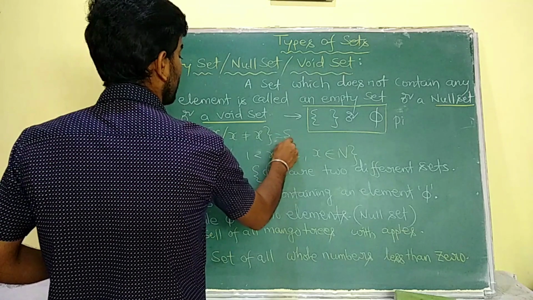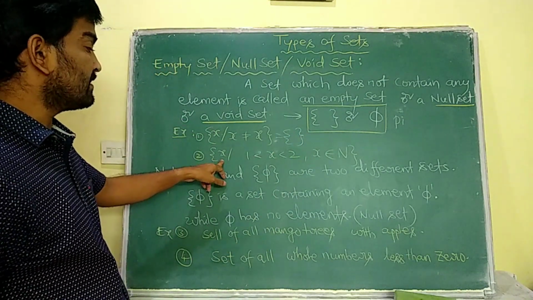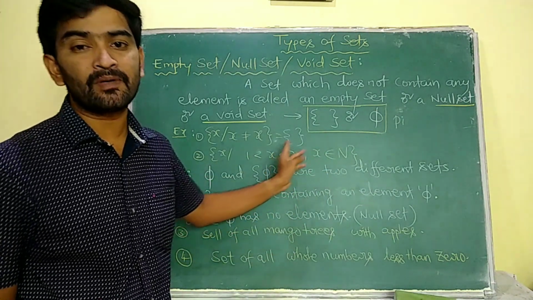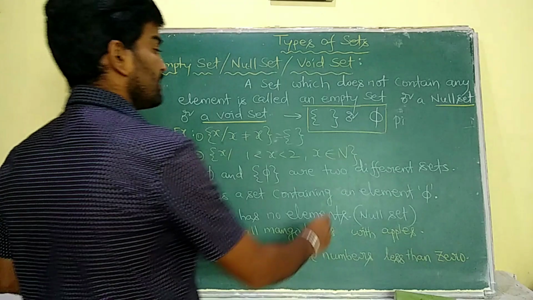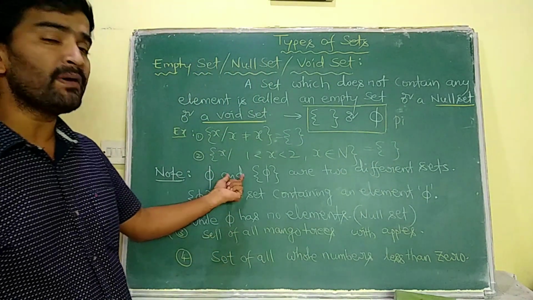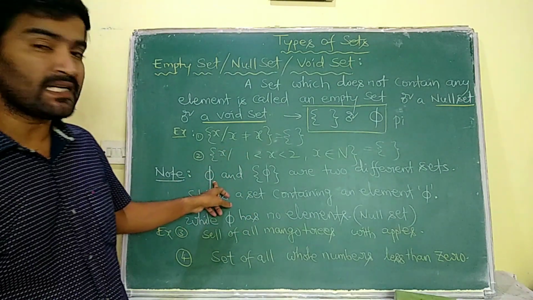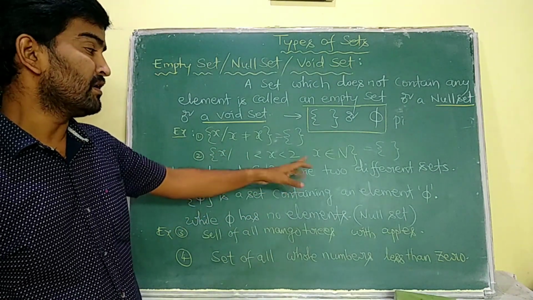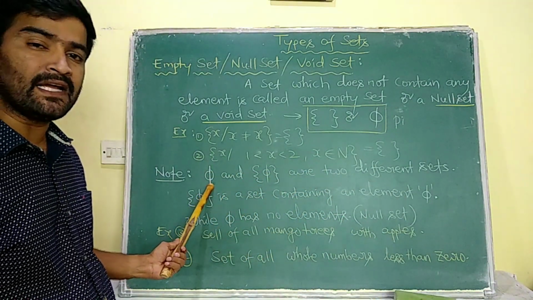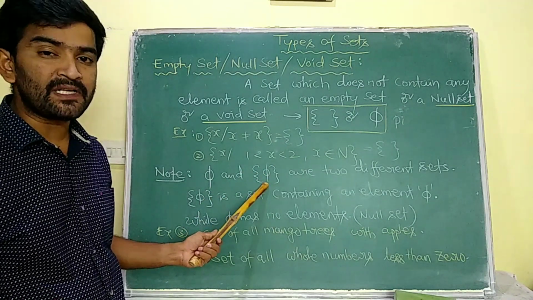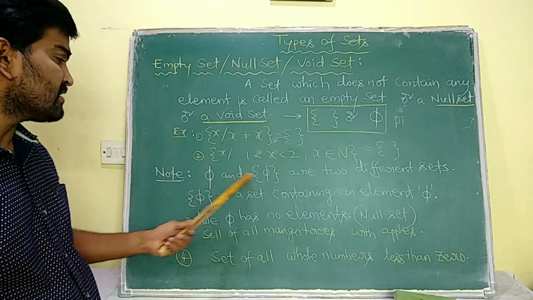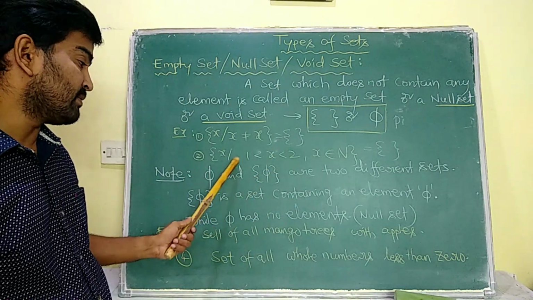Its answer is empty. Now, {x : x is between 1 and 2 and x is a natural number}. There is no natural number between 1 and 2, we know. That's why it is also an empty set. Here we have to remember one point: the empty set and the set of the empty set are two different sets. Why? Because the empty set doesn't have any element in it, but the set of the empty set has the empty set as an element. So these two are not the same. We have to remember that.